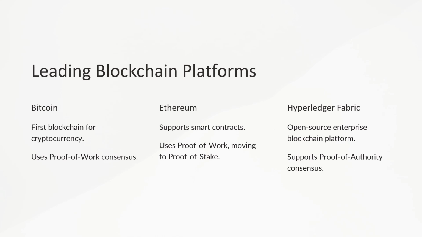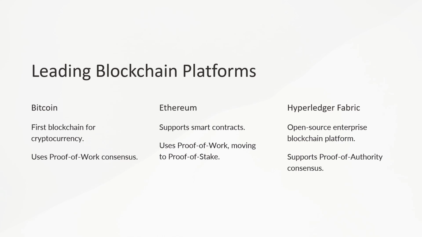Let us look into some of the leading blockchain platforms. Each platform provides unique features and has its own pros and cons. Bitcoin is the first blockchain focused on cryptocurrency. It uses the proof of work consensus mechanism and was launched in 2009. Ethereum is the platform that supports smart contracts. Initially, it used the proof of work consensus mechanism and is now transitioning to proof of stake. It was launched in 2015.